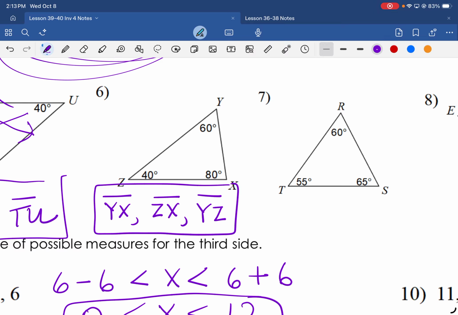All right, Harper, number 7. SR. SR, okay. Line TS. TS, line TR. TR. Check up here and make sure you got it right.